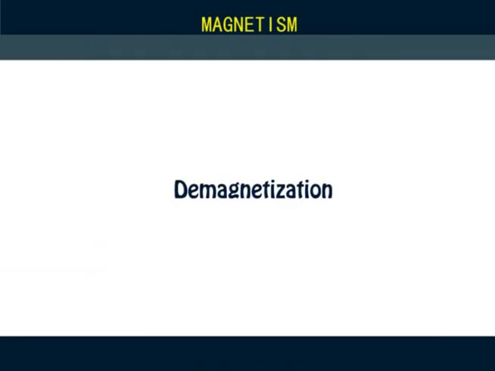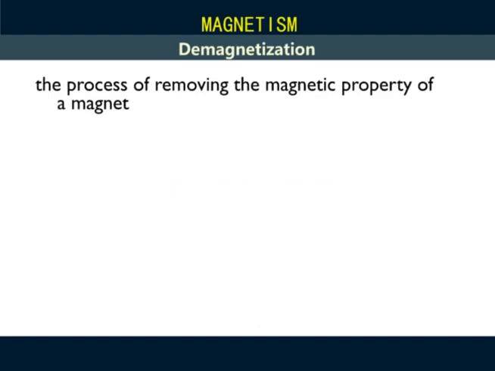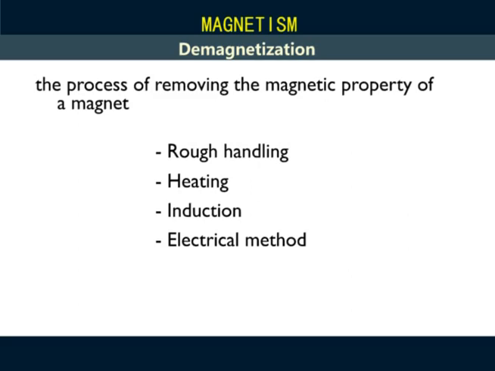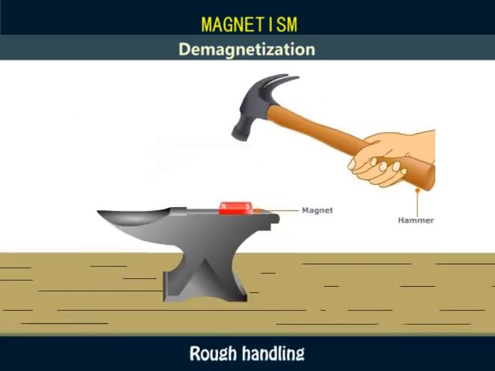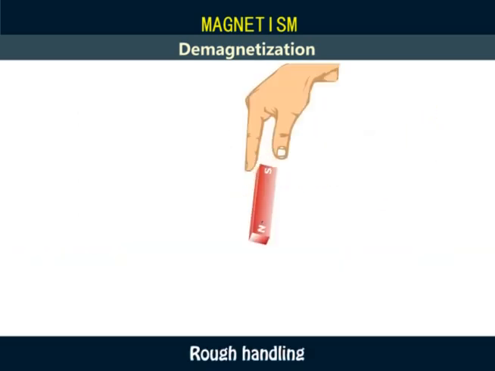Finally, demagnetization. Demagnetization is the process of removing the magnetic property of a magnet. The magnetic property of a material can be partially or totally destroyed by rough handling, heating, induction, or electrical method. Hammering, dropping, and rough handling of the magnet can demagnetize it.